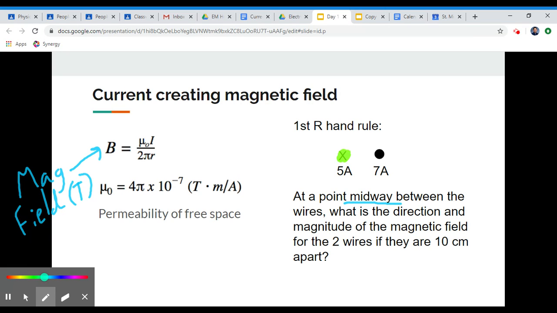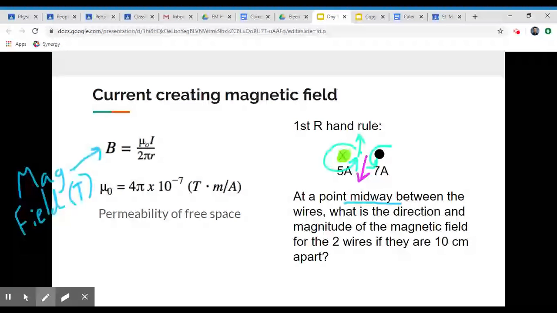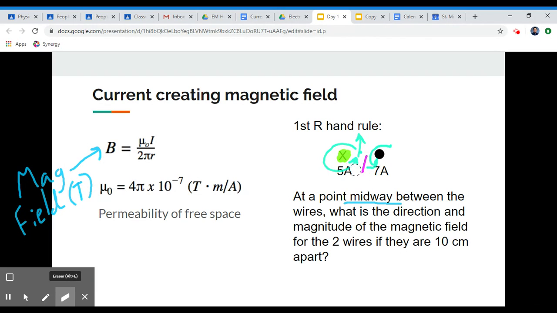Well, now that's going to change things a little bit, because now we would have both of these going counterclockwise. So now we have this 5 amp wire, the field would be going up, and for the 7 amp wire, the field would be going down. So we would actually have to take the difference of those fields to find that net field. But let's go back to how we had the problem set up before.